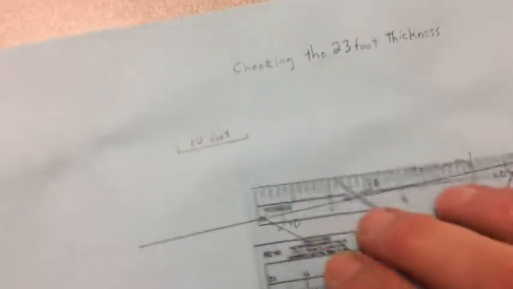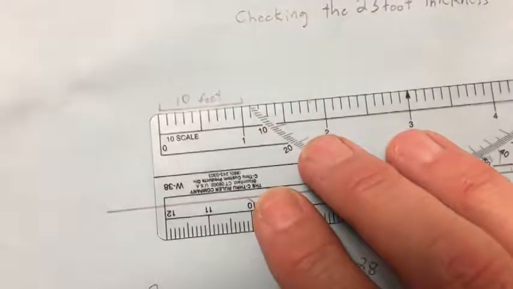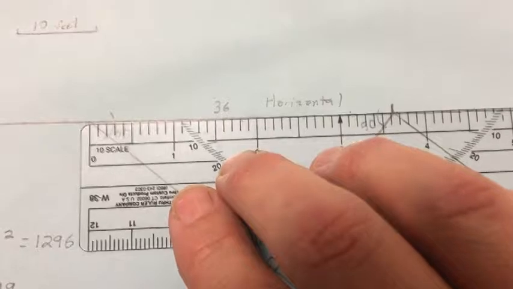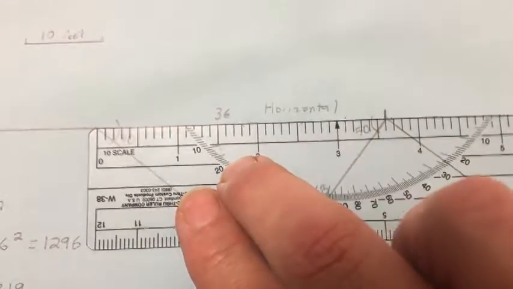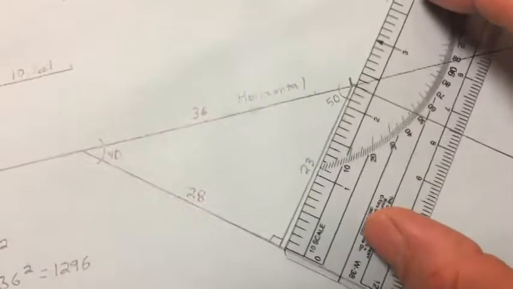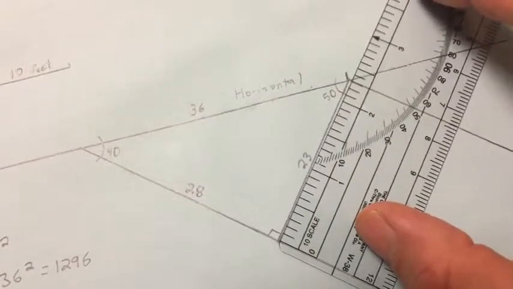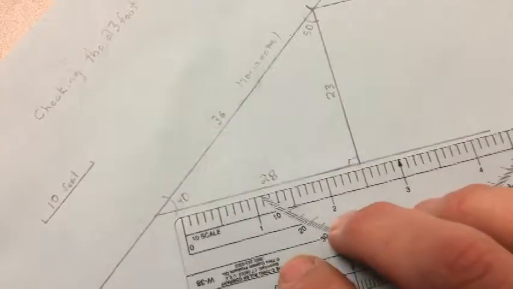Okay, well, how do I know that that 23-foot thickness is correct? Well, I'm going to show you here. I already redrew basically what I did on the last one. 1 inch is still 10 feet. There's my horizontal, 36 feet still. Alright. And I needed to make a right triangle, so I had to make sure I was butted up right against the horizontal there to get my hypotenuse. And there's my 23 feet.